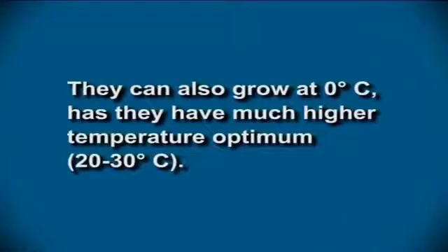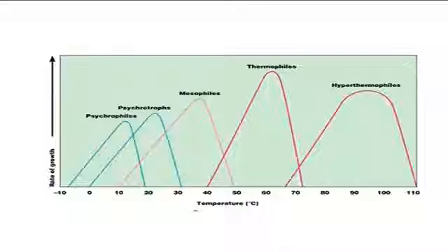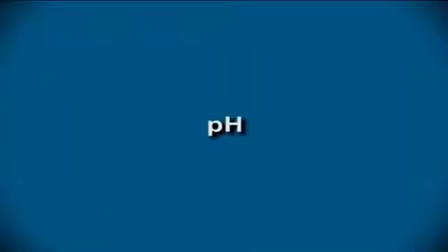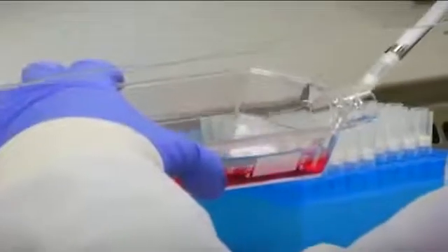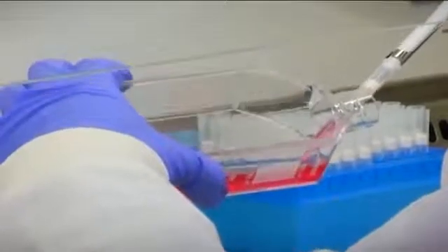Psychrotrophs. They can also grow at 0 degrees centigrade, as they have a temperature optimum between 20 and 30 degrees centigrade. Figure 7 shows the classification of microorganisms on the basis of preferred growth temperature. Let's learn about the effect of pH on microorganisms. Microorganisms are strongly influenced by the pH of their surroundings.